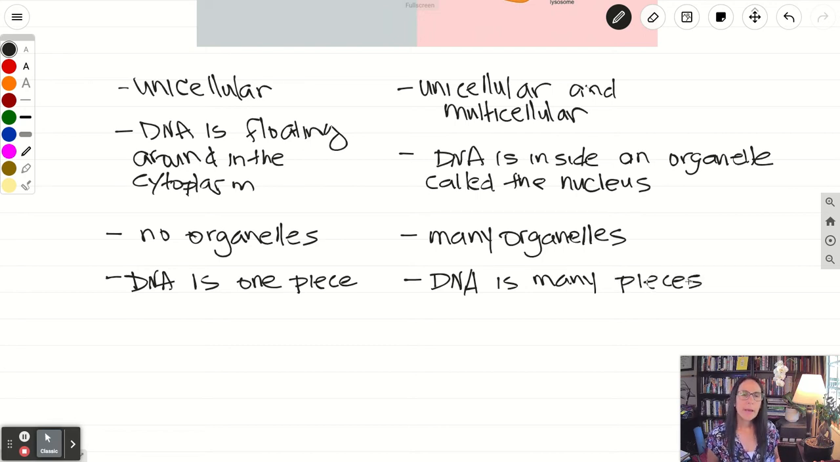I wonder if you know how many pieces of DNA we have in our cells. Do you know? These pieces of DNA in our cells are called chromosomes. And do you know how many chromosomes we have? I'll let you think about that. The DNA is only in one piece, so it only has one chromosome in a prokaryote, so in a bacteria, and that DNA is a circular piece. So the DNA is circular. In eukaryotes, the DNA is linear.